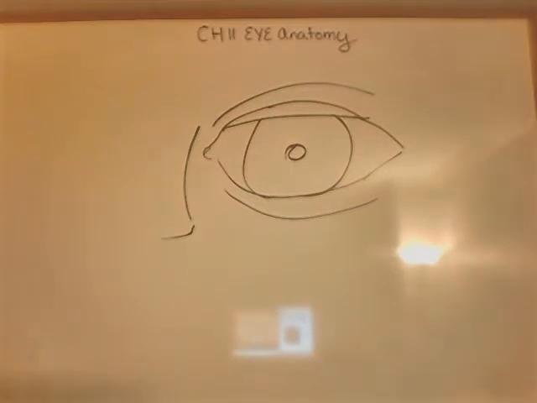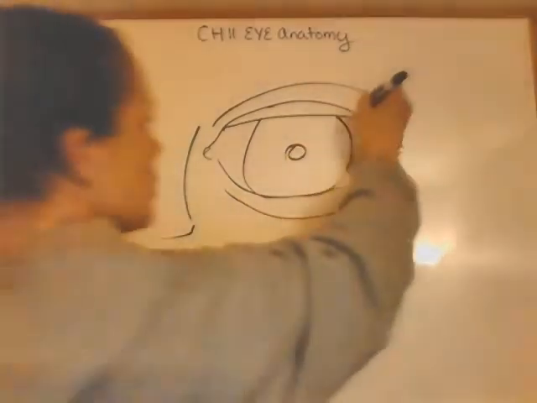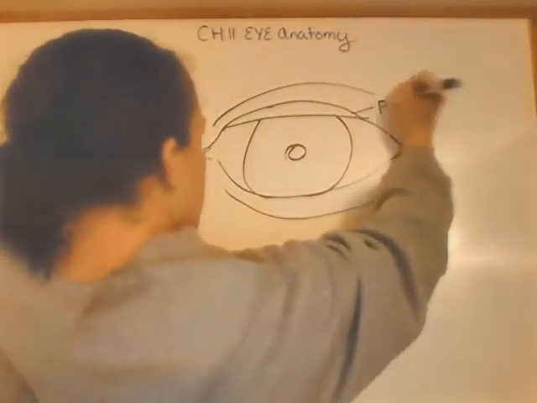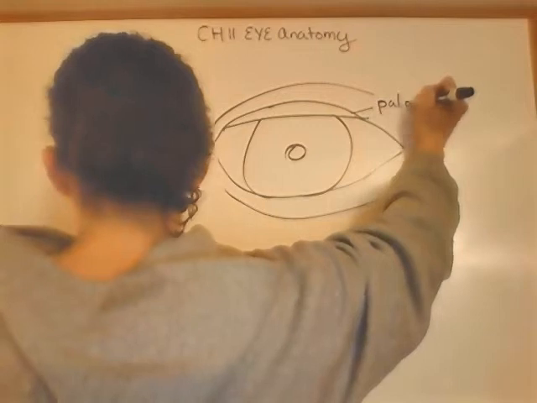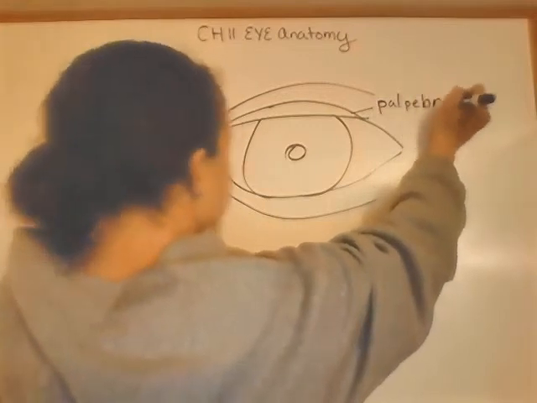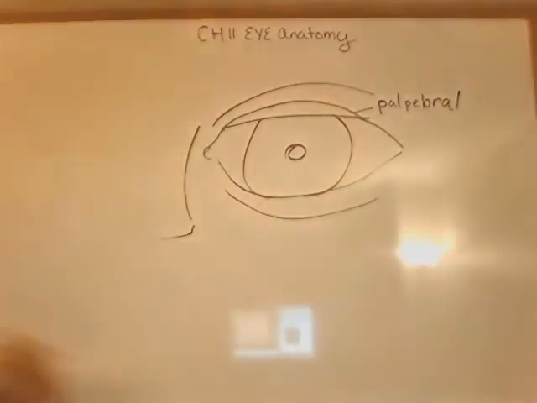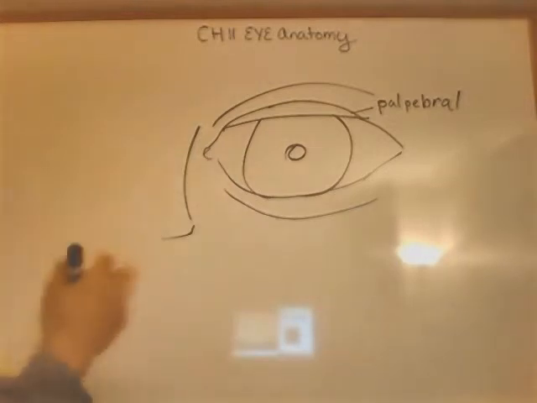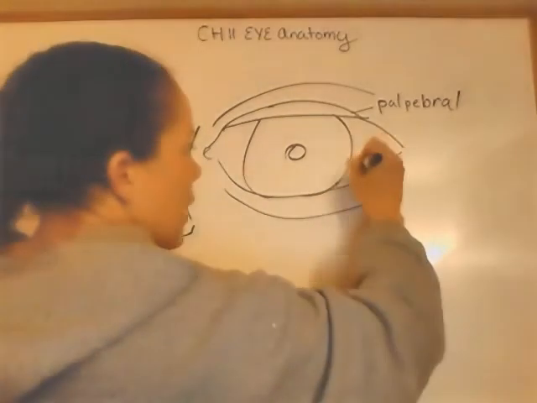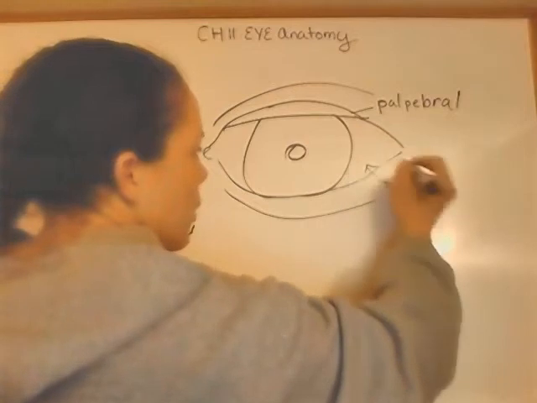From the beginning, we have the eyelids themselves. The eyelids themselves are palpebral, and that means eyelid. So when you see that word palpebral, you're talking about eyelid. Conjunctiva is the clear mucosal membrane over everything, so conjunctiva is pretty much over everything.